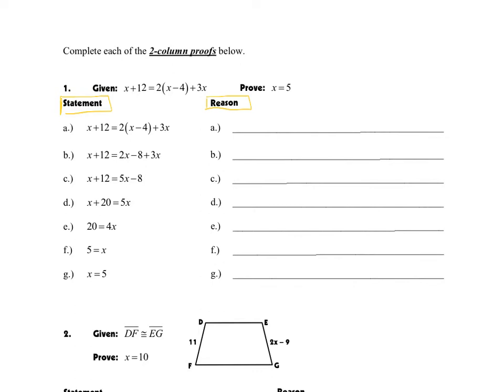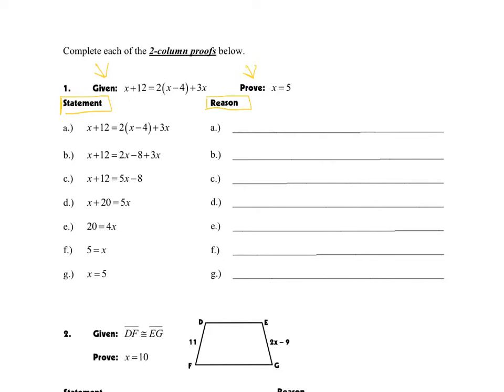And then we'll move to ones where one part is missing. Maybe the reason is given and we have to fill in the statement. And by the time we get done, we will really just be given the given information and what we need to prove, and we will need to supply the statements and the reasons. So it's kind of going to be a transition on what is given to us.